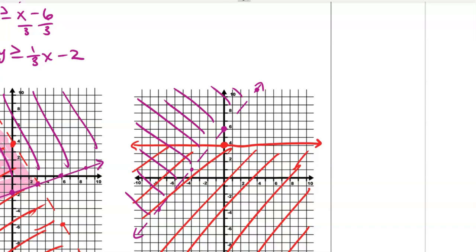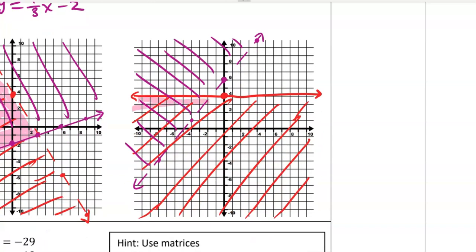So again, everything in the double shaded region is where any of our solutions might be. Oops, I went a little too much there. So anything along this part of the solid line would be included in our solution, but nothing on the dotted line would be included.